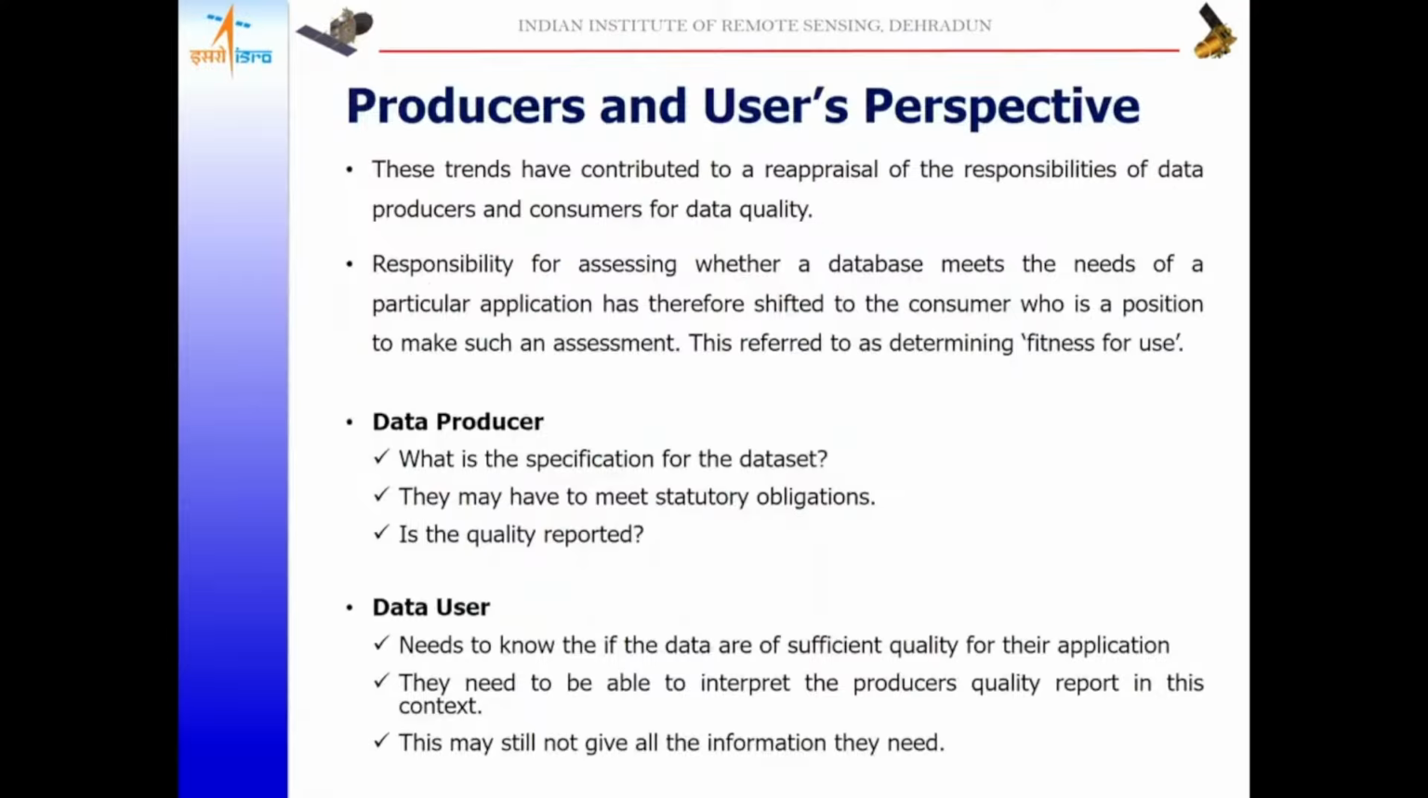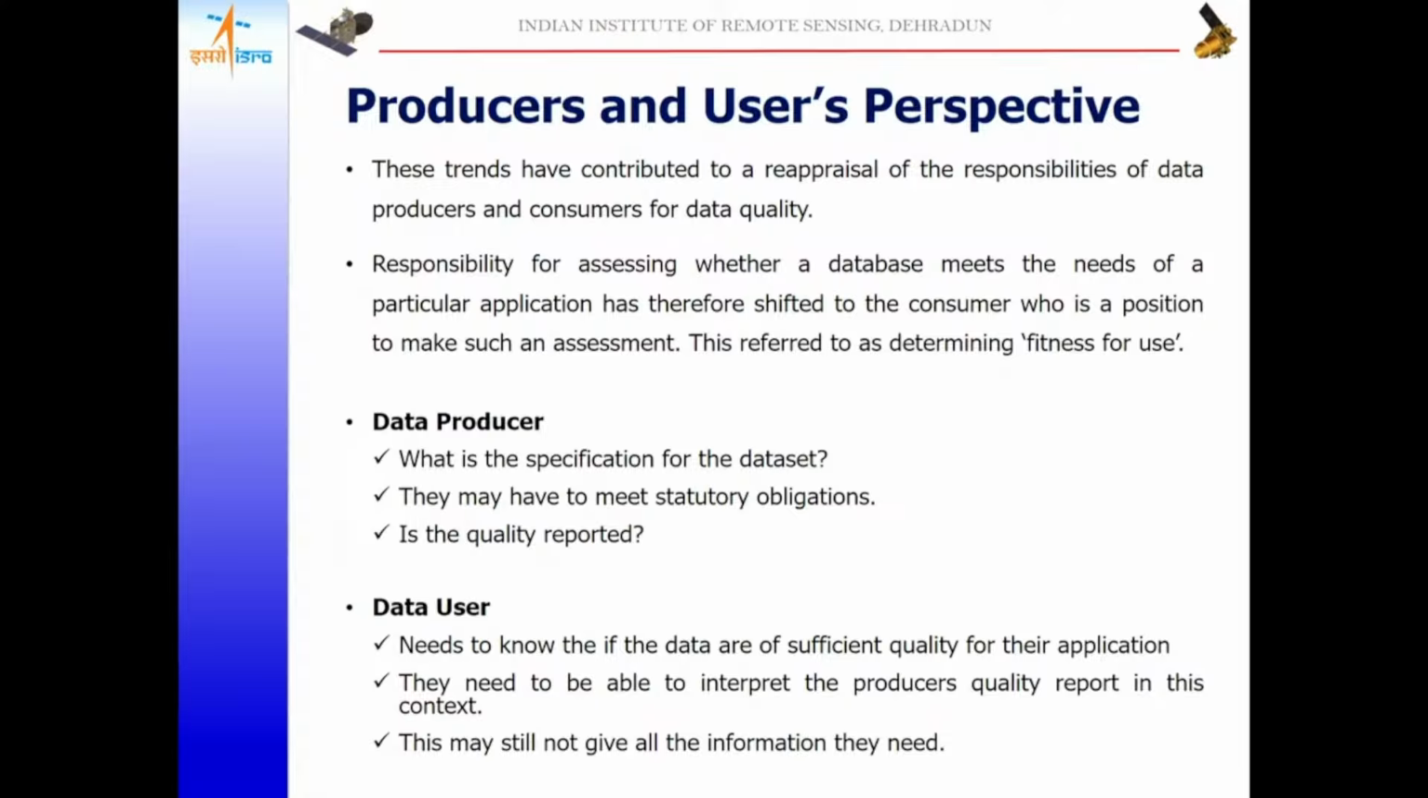And similarly, from the producers' and the users' perspective, these trends have contributed to a reappraisal of the responsibilities of producers and consumers of data quality. Responsibility for assessing whether a dataset meets the needs of a particular application has therefore shifted to the consumer, who is in a position to make such an assessment. This is referred to as determining fitness for use.